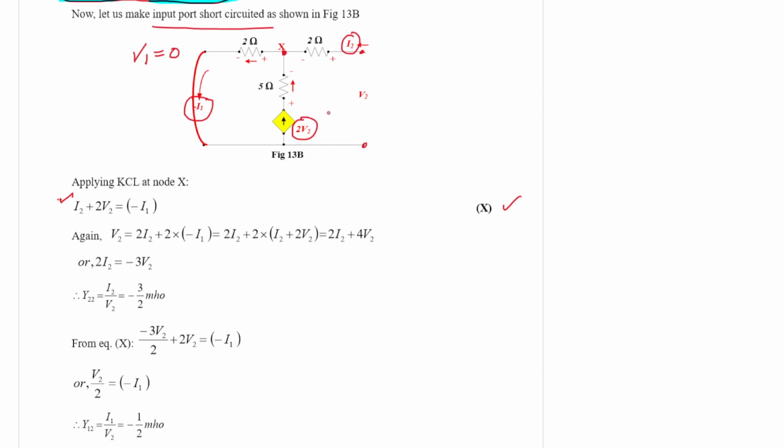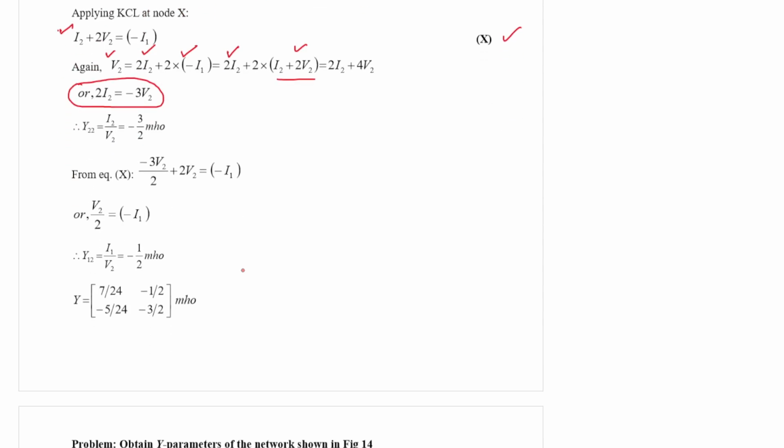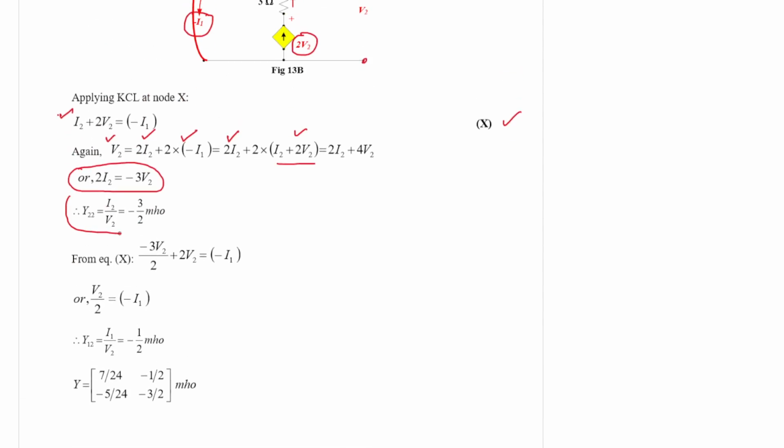Now let us solve the KVL equation. V2 is equal to, now this I2 is the current flowing through the 2 ohm resistance. The potential drop across this 2 ohm resistance is 2I2. The current flowing through this 2 ohm resistance is minus I1, so it will be 2 into minus I1. So 2I2 remains as it is. Now in place of minus I1, we substitute I2 plus 2V2. If you substitute and solve, it will be V2 is equal to 2I2 plus 4V2. Simplifying, you will get 2I2 is equal to minus 3V2. From there, you can solve for parameter Y22, which is I2 by V2, equal to minus 3 by 2 mho.